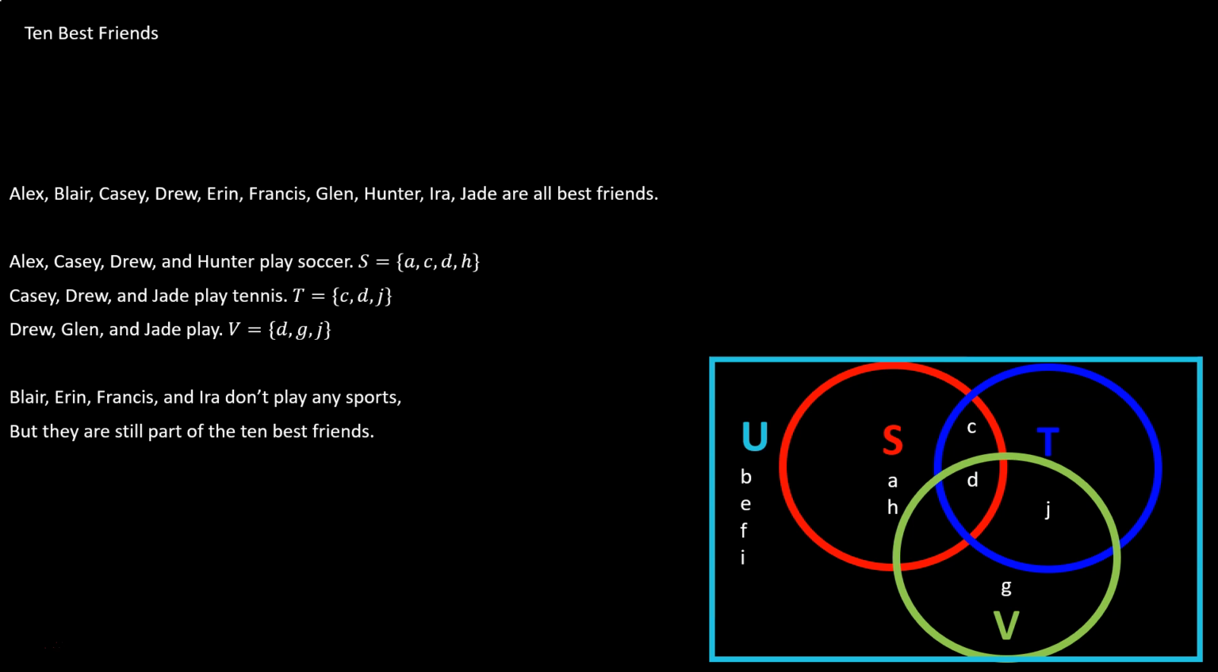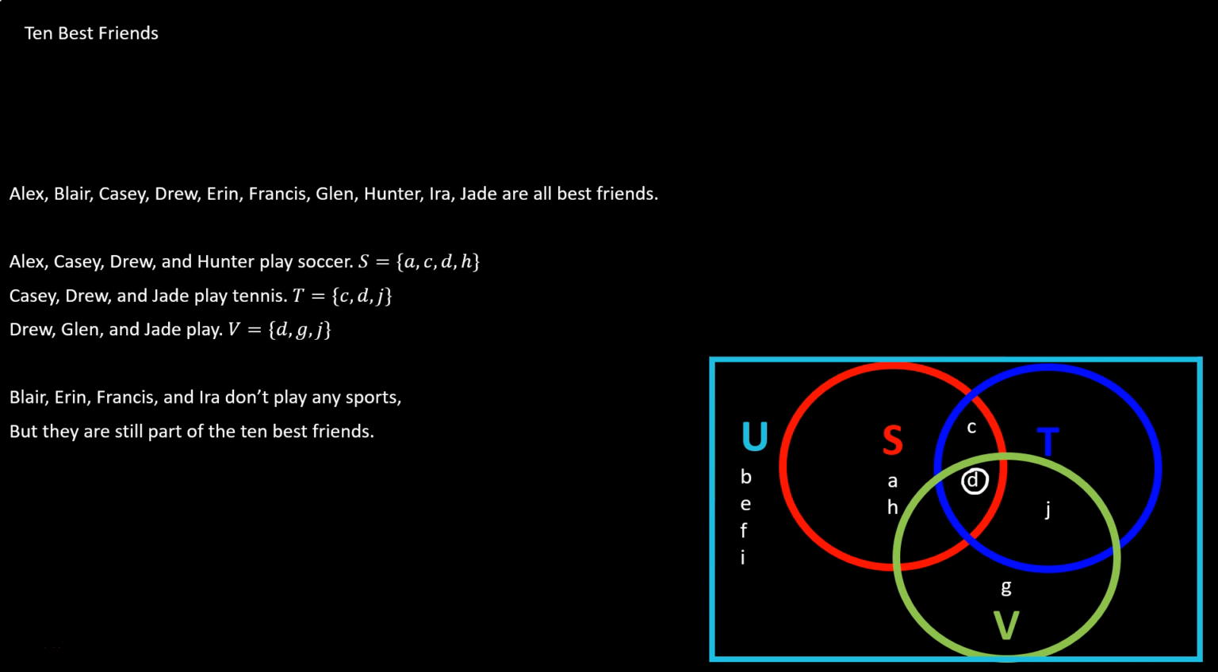But here we've used a diagram to help sort everybody out so that we can easily answer questions. For example, does any of the 10 best friends like to play soccer, tennis, and volleyball? Yeah, that would be Drew, because he belongs to all three of the circles.